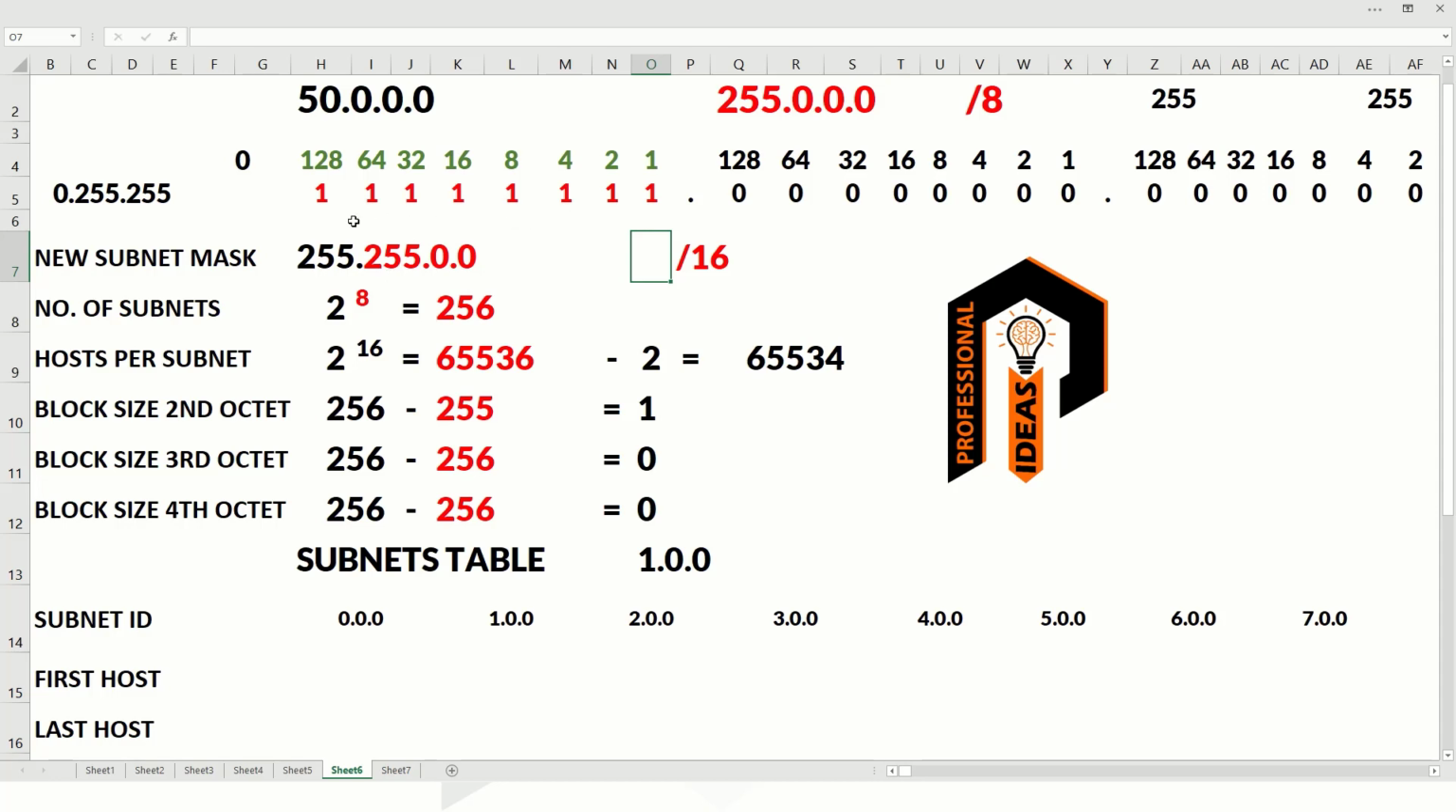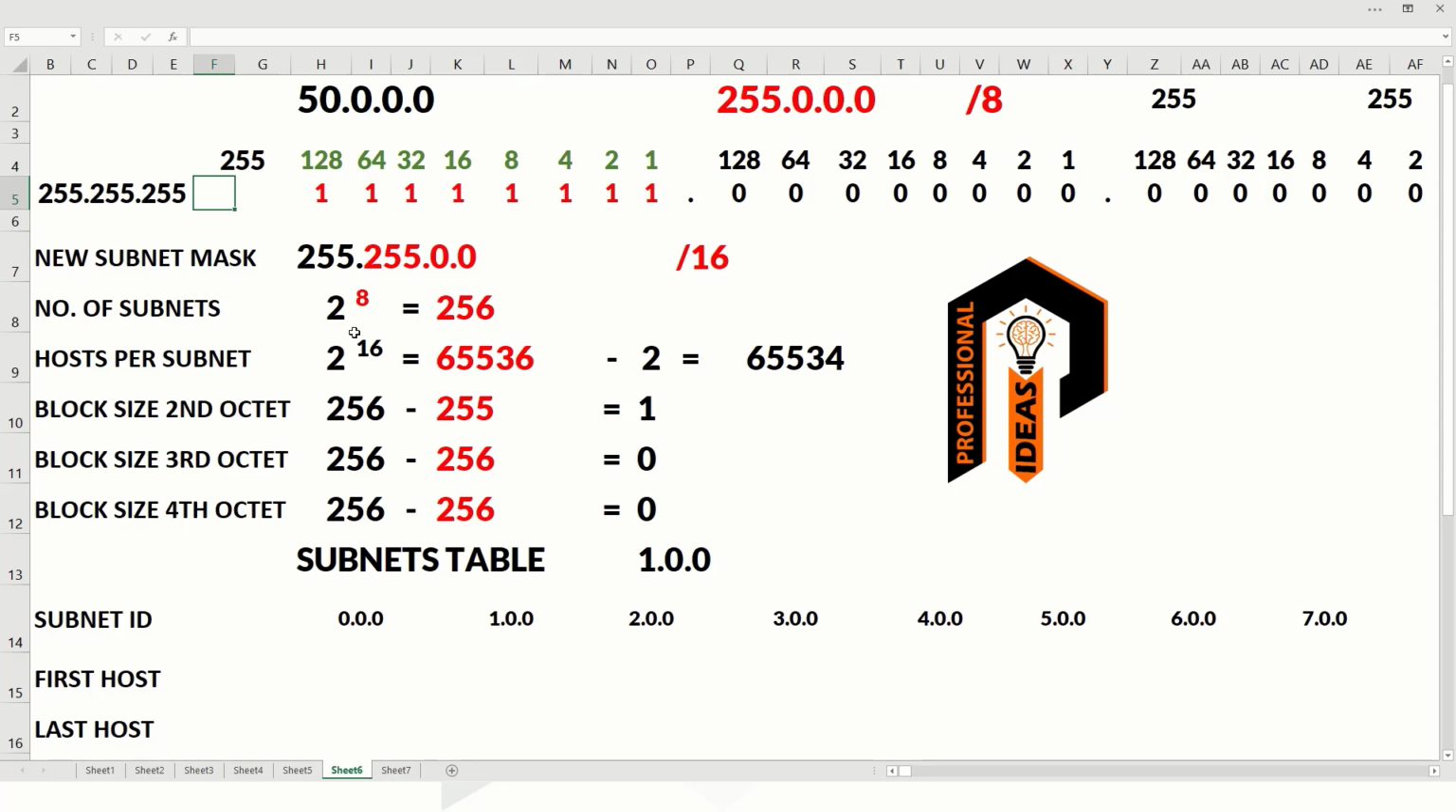New subnet mask will be 255.255.0.0 because if we add the spot values of borrowed bits, we get 255. New CIDR value will be /16. The number of subnets will be 2 raised to power 8 because we have borrowed 8 bits, and that will be equal to 256. So we will get 256 subnets starting from 0 to 255.